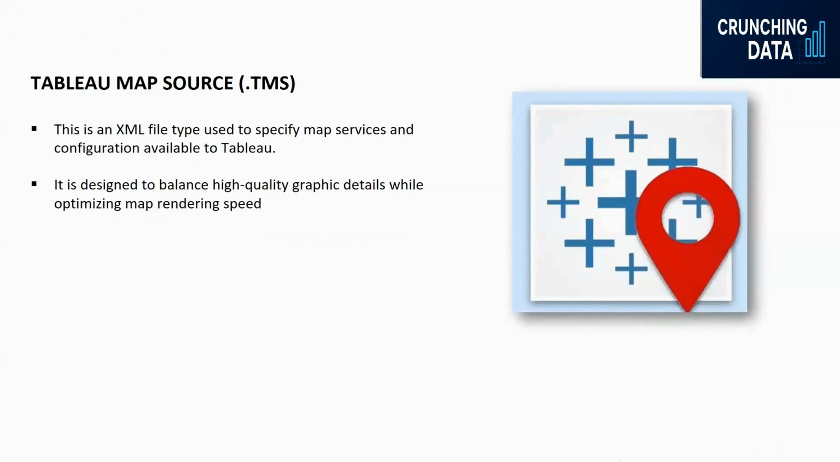The next one in the list is the Tableau map source. The extension for Tableau map source is .tms. Sometimes the rendering of a map can take a lot of time, which can affect your whole analysis time greatly. So if you have created the maps in any of the previous files, you can save them in the .tms format in that previous file and import it in the new file.